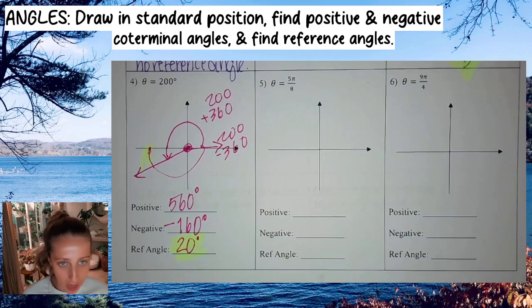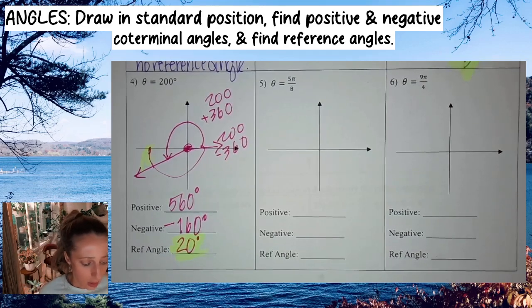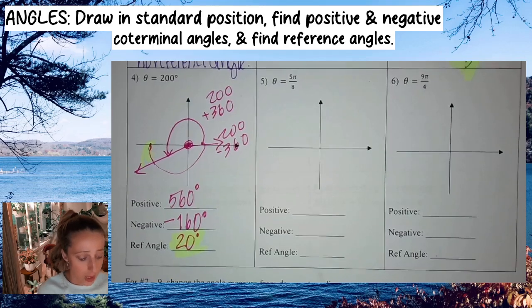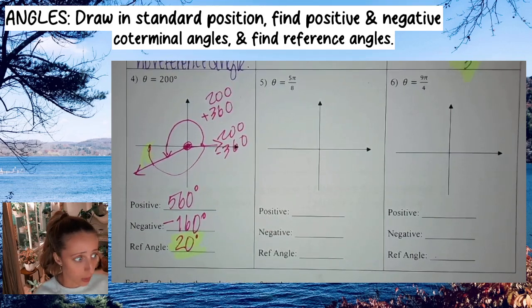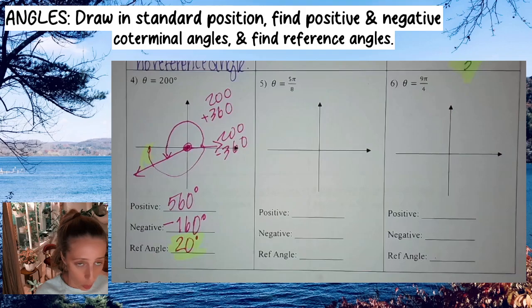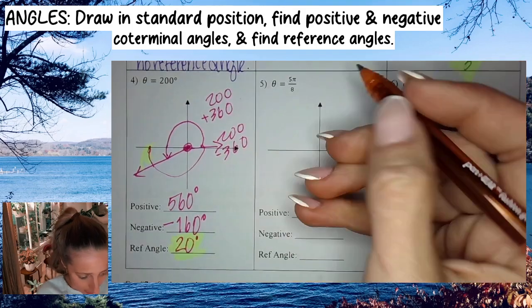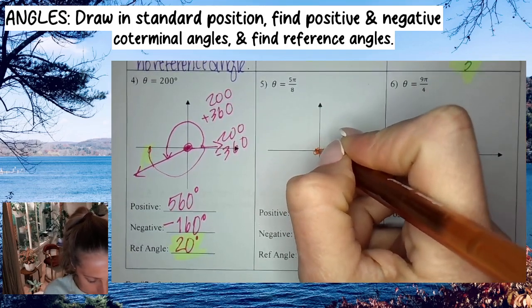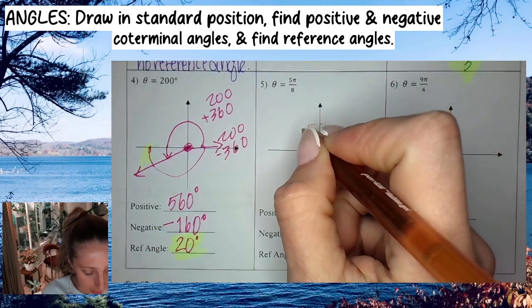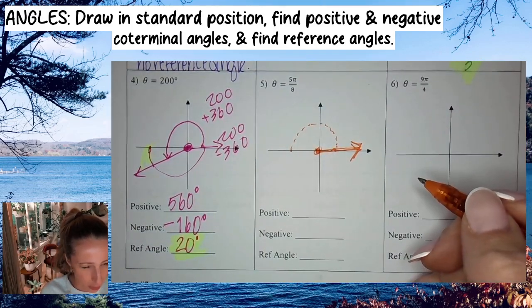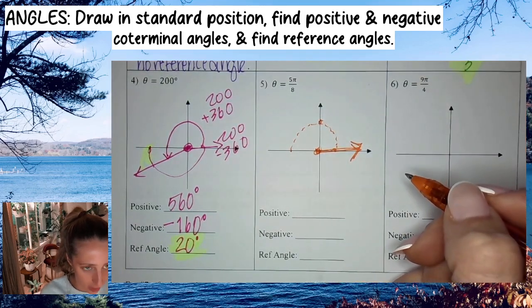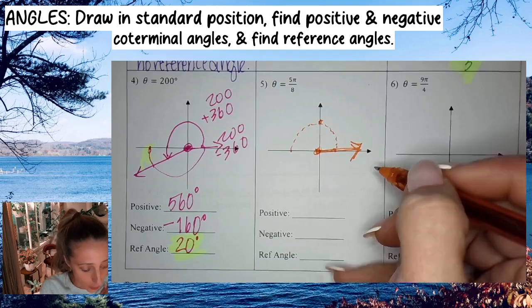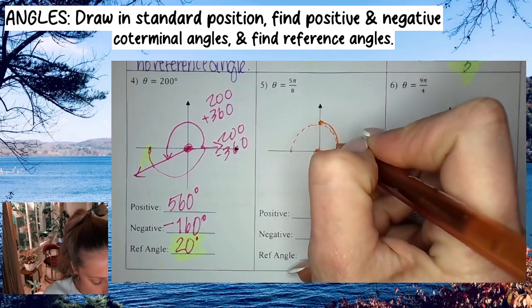We have 5 pi over 8. Now, when you have radian measures, whether it's a familiar denominator or not, you want to know that 8 pi over 8, or 9 pi over 9, or 10 pi over 10, whatever, is always going to be 180 degrees or pi. That is halfway across. So my initial side, as always, is the positive x-axis. If I went all the way there, that's 8 pi over 8. Then I can conclude that right there at the top, right in the middle, is 4 pi over 8. So if I do that, I'm at 4 pi over 8.